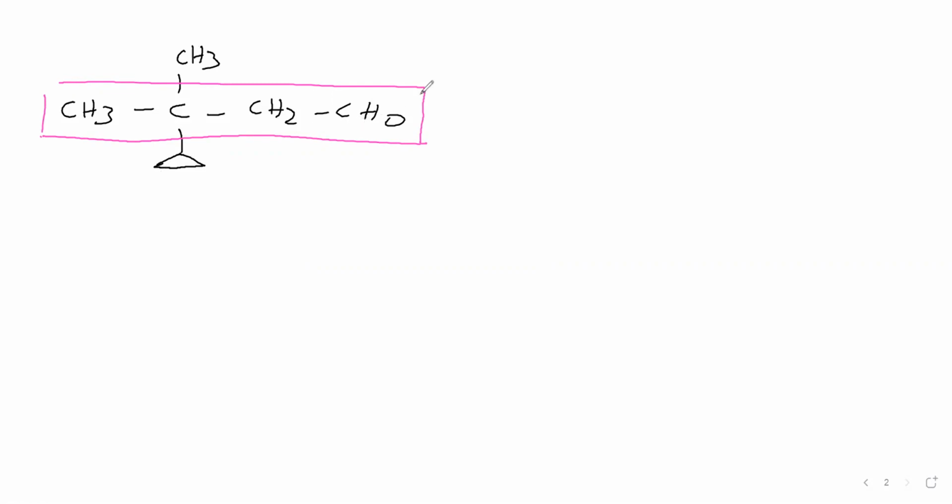For this parent we will give numbering. For the aldehydic carbon we will give number 1 because it is the main functional group. So numbering we will give like this. Now we can say it is methyl. This is a methyl group attached at the third position, therefore 3-methyl. And this is cyclopropyl, attached at the third carbon.